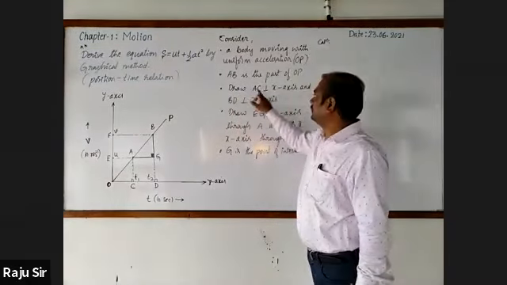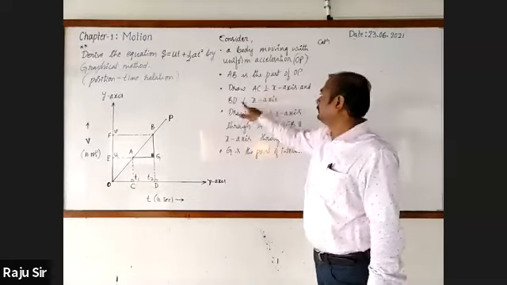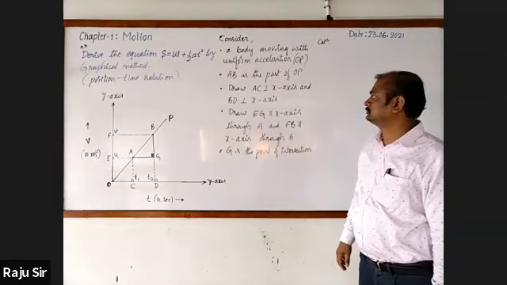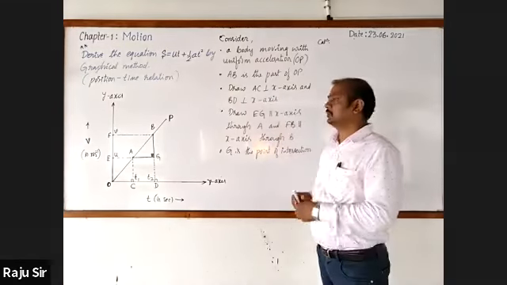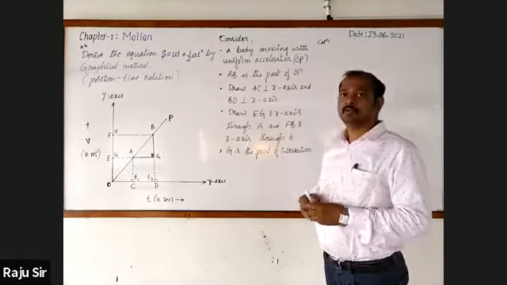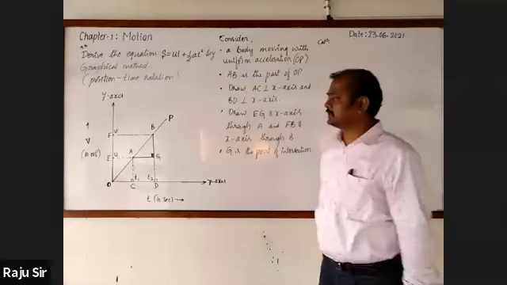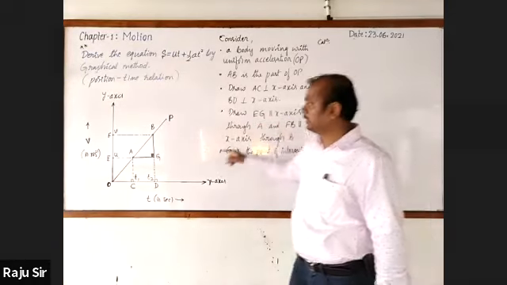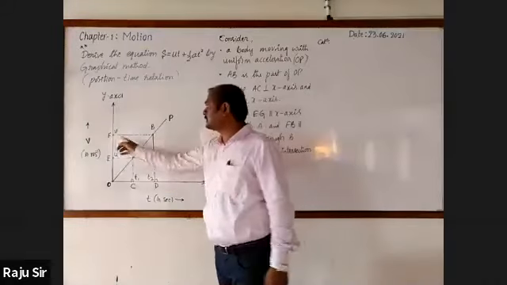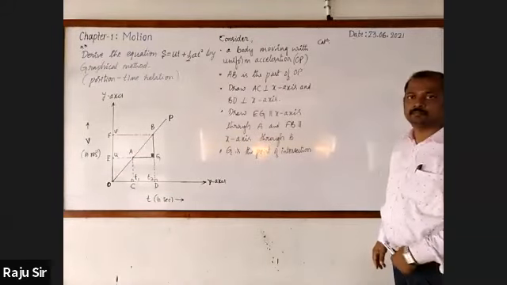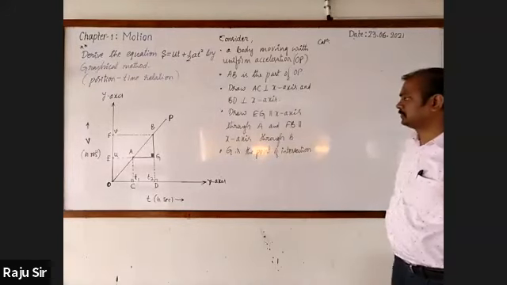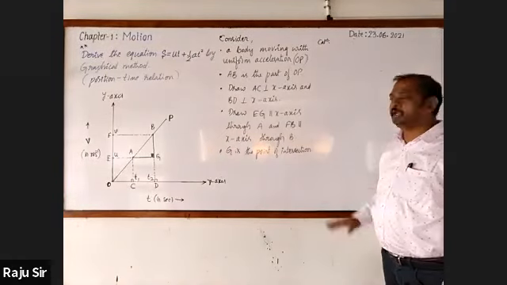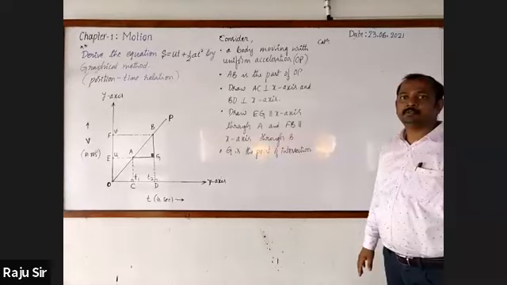Next. Draw AC perpendicular to x-axis and BD perpendicular to x-axis. Next. After writing this, draw AG parallel to x-axis through A and BF parallel to x-axis through B. Next, G is the point of intersection.